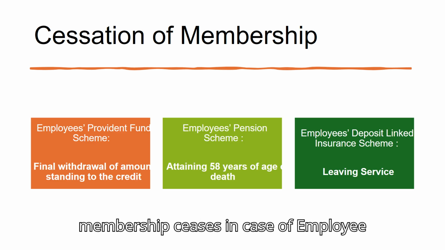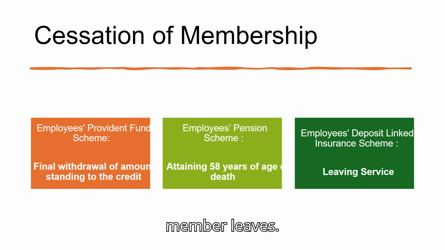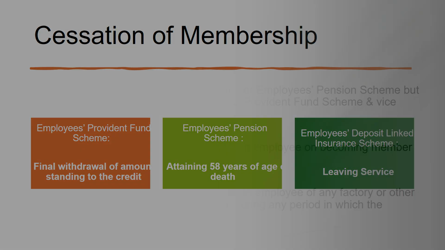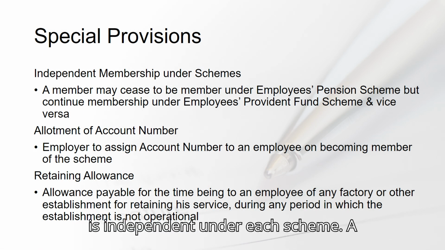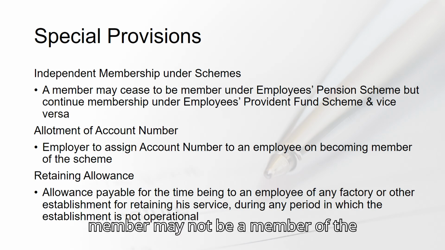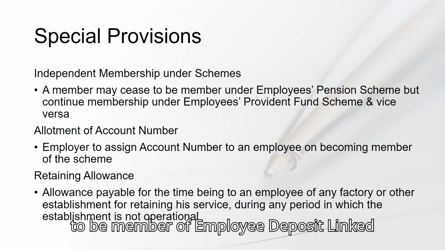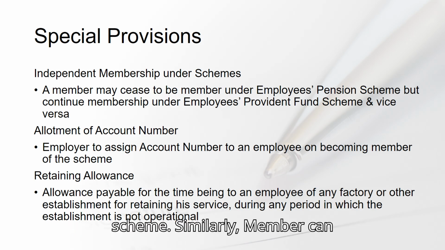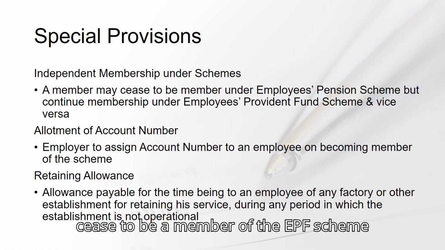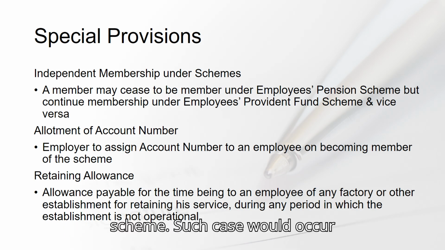Similarly, the membership ceases in case of Employees Deposit Linked Insurance Scheme when the member leaves service. Some special provisions: membership is independent under each scheme. A member may not be a member of the Employees Pension Scheme, but may continue to be a member of Employees Deposit Linked Insurance Scheme as well as the EPF scheme. Similarly, a member can cease to be a member of the EPF scheme but continue to be a member under the EPS scheme.